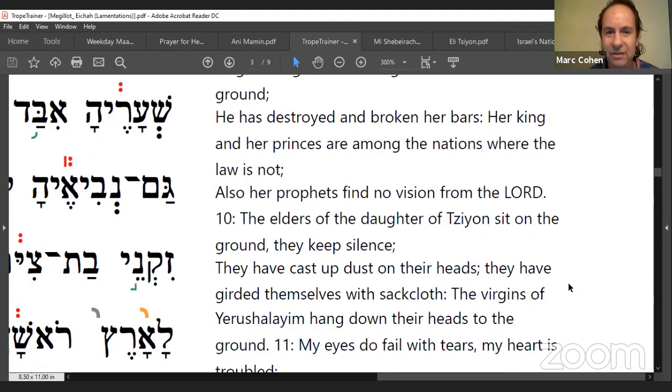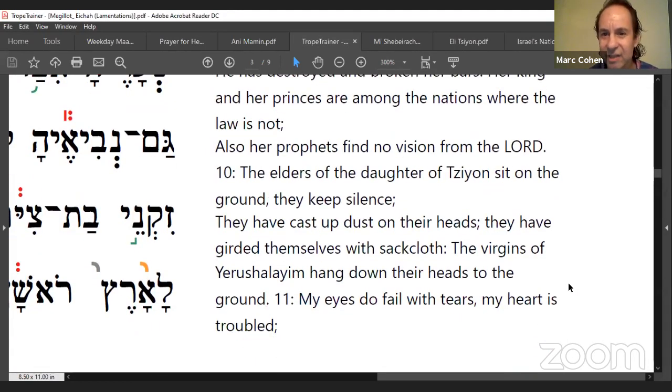Also, her prophets find no vision from the Lord. The elders of the daughter of Sion sit on the ground. They keep silence. They have cast up dust on their heads. They have girded themselves with sackcloth. The virgins of Jerusalem hang down their heads to the ground.